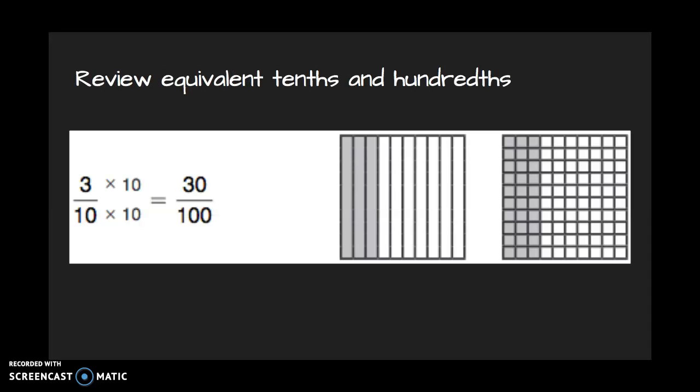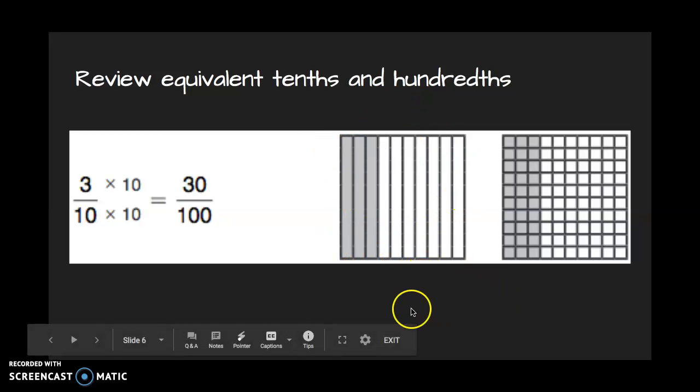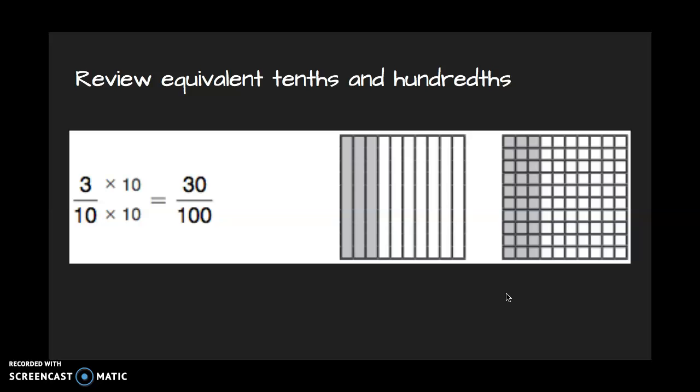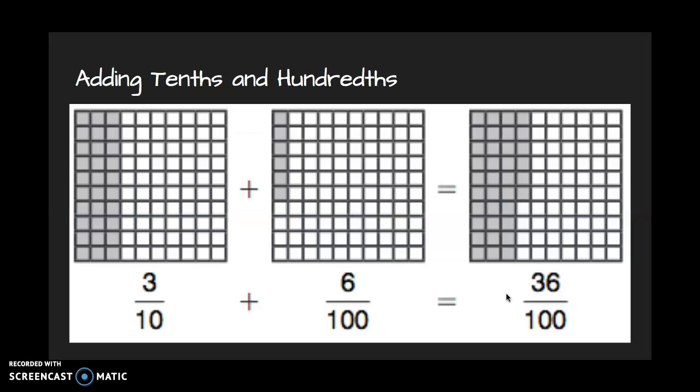So just a quick review of equivalent tenths and hundredths. If we have 3 tenths, you'll notice there is the diagram on the right here. This is 3 tenths, the picture representation. If you multiply those numbers by 10, you end up with 10 times as many squares. We now have 100 squares, and 30 of them are colored in, and so 3 tenths is equal to 30 over 100. That's an important concept, because when we get into adding, what we want to do is get the denominators the same.